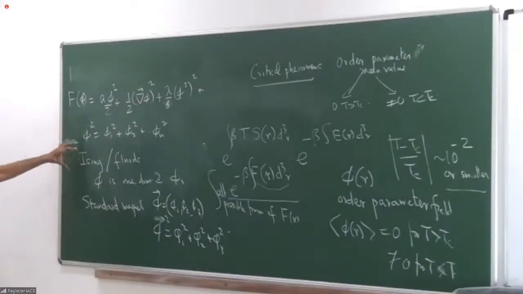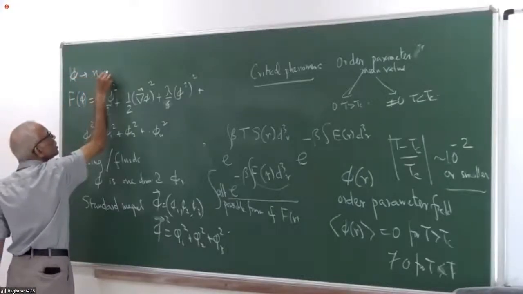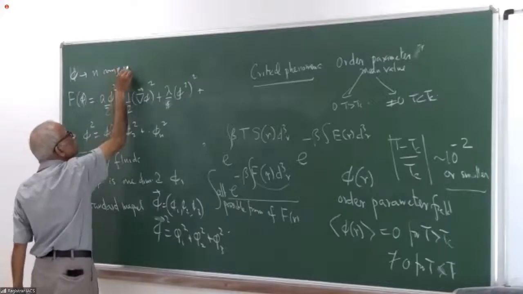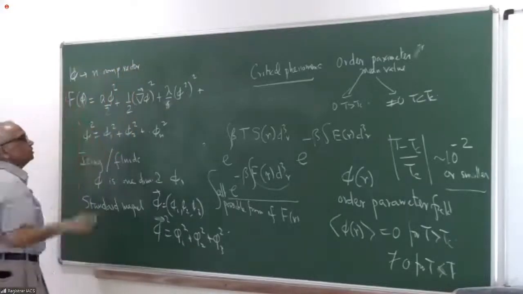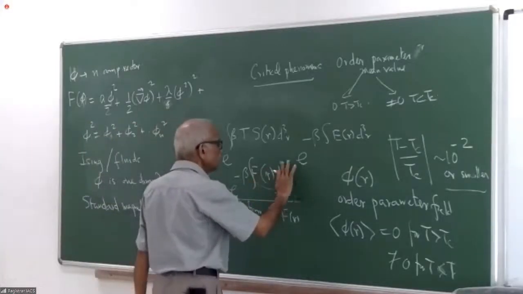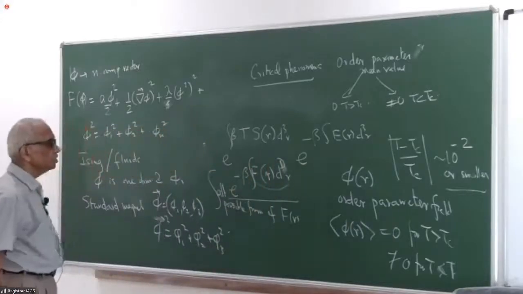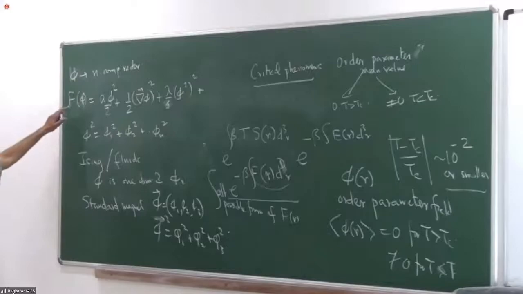So phi in general is an n-component vector. And the action goes on in a d-dimensional space. So this is the dimensionality of space over here, and f is a functional, which means a function of a function.